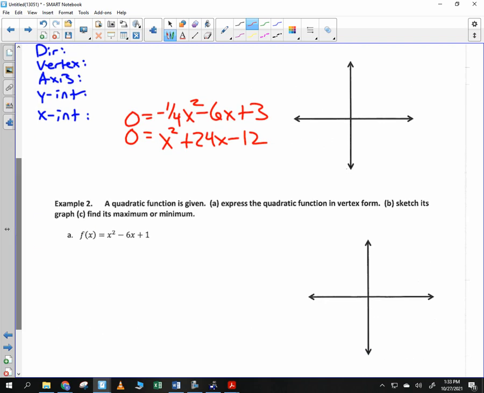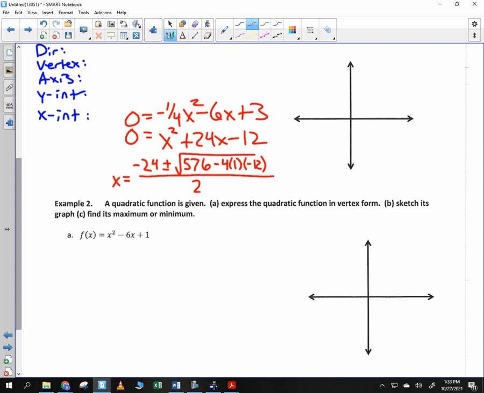Now, let's use the quadratic formula. Here b is 24. x is equal to negative b, negative 24, plus or minus the square root of, what is 24 squared? 576, good, I'm glad you memorized that. Minus 4 times a, which is 1, times c, negative 12, divided by 2.